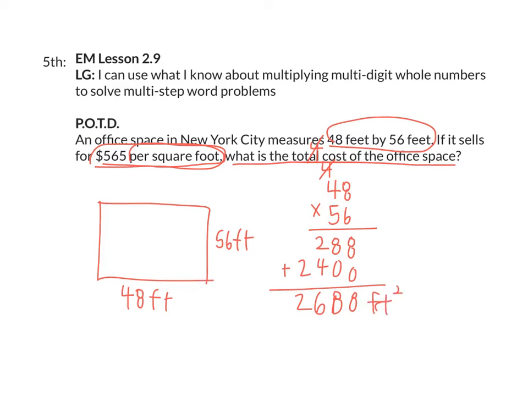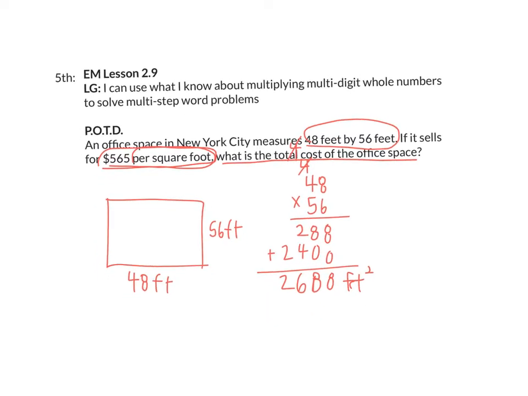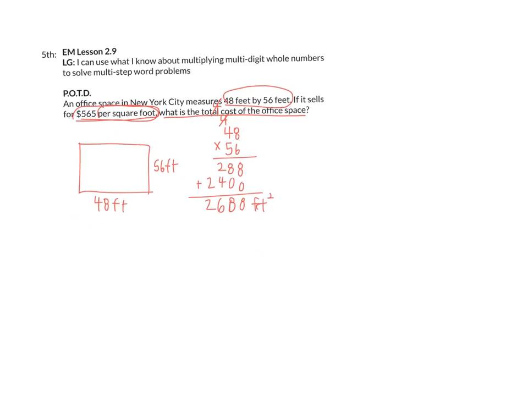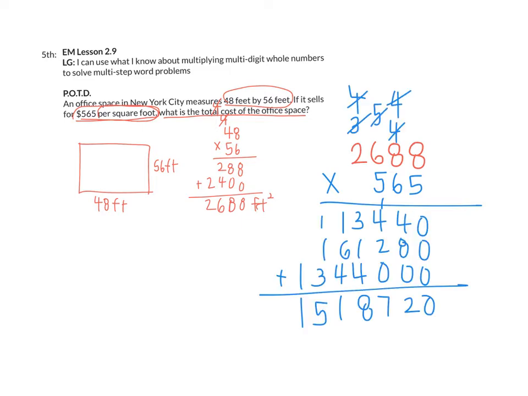But the question is asking us to find the total price, right? And we know that it is $565 per square foot. So we have to take the total number of square feet, 2,688, and multiply that by the price, which is $565. If we multiply that, then we'll find the total cost. Okay, so after doing my calculations, I have found that the office space will cost $1,518,720.